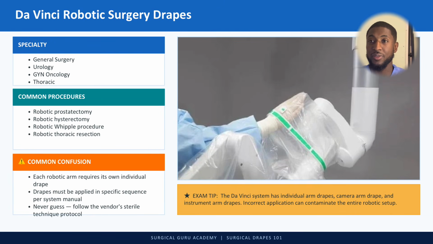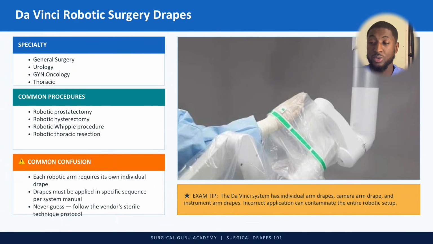All right, the next one is the Da Vinci robotic surgery arms. This is used for robotic cases: general surgery, urology, GYN oncology, thoracic, everything that you're going to be using the robot for. Obviously, you're going to need to drape the arms. There are 4 arms, and sometimes if the case only requires 3 arms, then you'll just drape 3 of them and put a Mayo stand cover over the other one to save money on a robotic drape. The common procedures that I put are robotic prostatectomy, hysterectomy, robotic Whipple, and robotic thoracic.